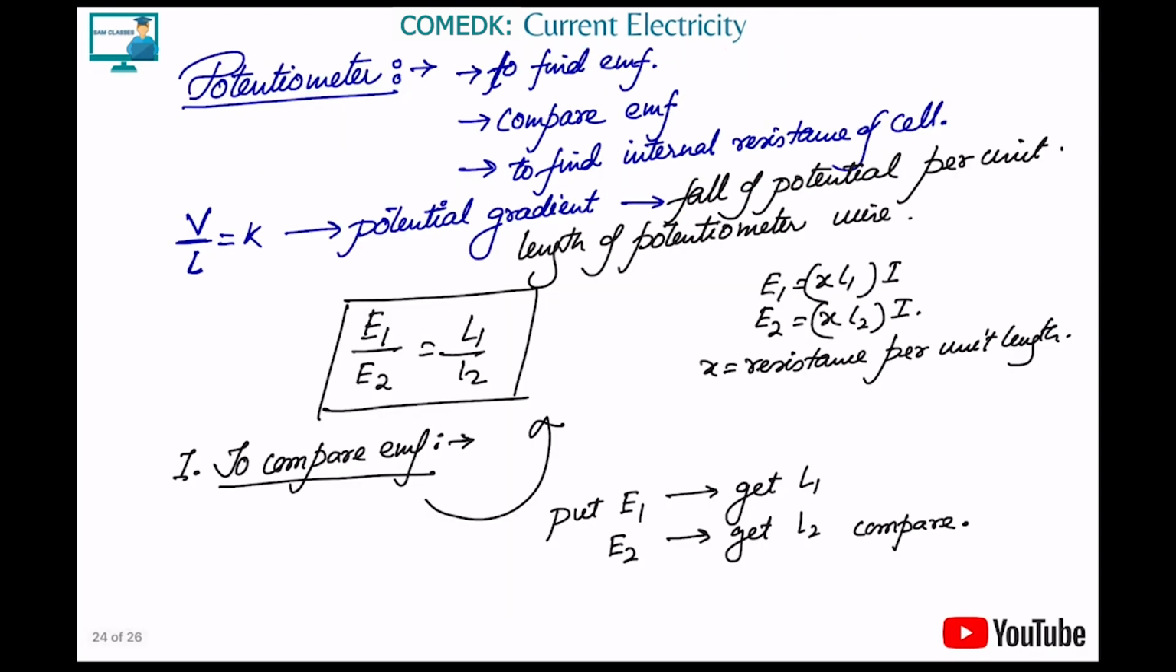That's it. Now potentiometer: we use the potentiometer to find EMF, to compare two batteries, and to find the internal resistance of a cell. First we use the potential gradient. Potential gradient is voltage by length, the fall of potential per unit length of potentiometer wire. It means if I move 1 meter along the wire, how much voltage is dropping. This is basically the meaning.